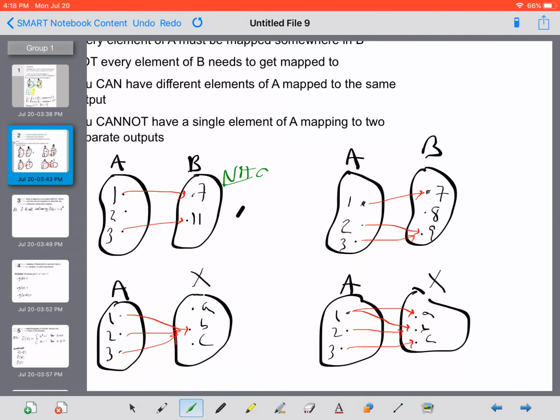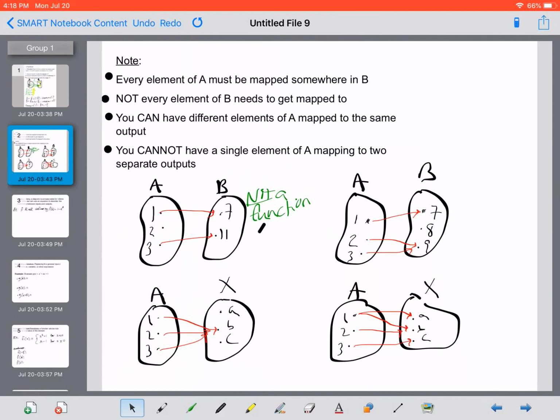This is not a function. It's violating that first note that I wrote above. Every element of A has to be mapped somewhere. The problem is I have the element 2 in the set A, and it's not getting mapped to anything, right? F of 2 is undefined. That makes this map not a function.